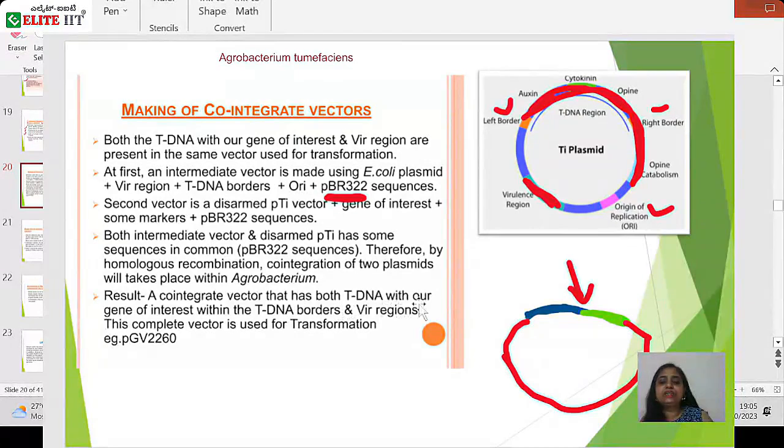a co-integrate vector that has both T-DNA with our gene of interest within the T-DNA borders and the V regions. This complete vector is used for transformation. One example of this type of co-integrate vector is known as PGV2260. So after the recombination, whatever you obtain is known as the co-integrate vector.